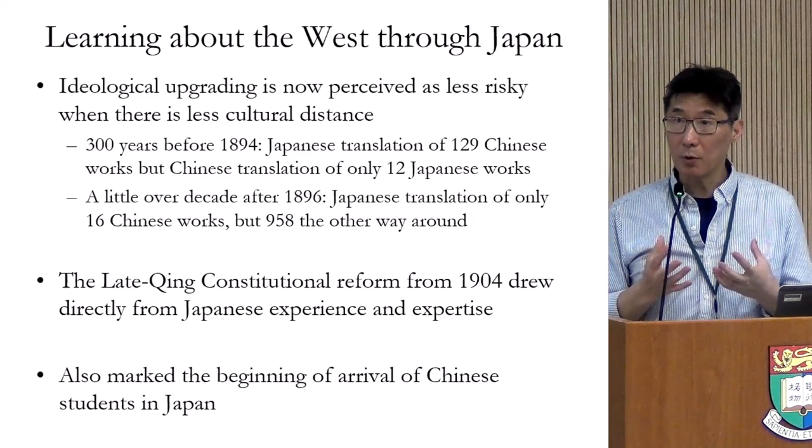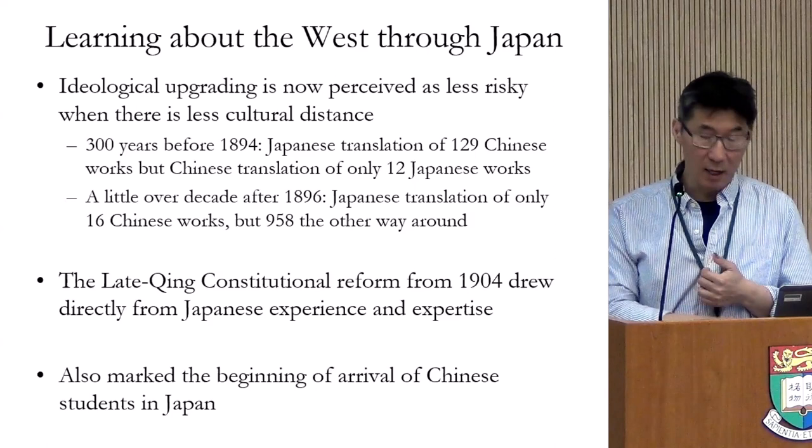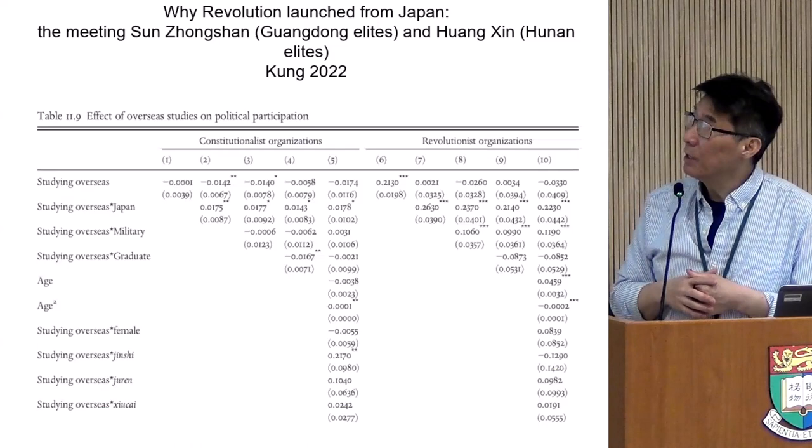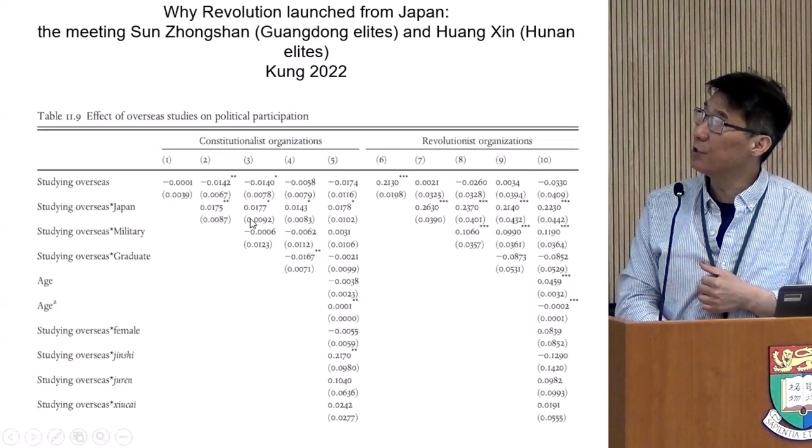So what happened is these reforms eventually converged in Japan. Even Sun Zhongshan himself went to Japan. This is again the work coming out of James's chapter for the Cambridge volume. So these are the different organizations. The students studying overseas in Japan are much more likely to join these organizations of rebellion.